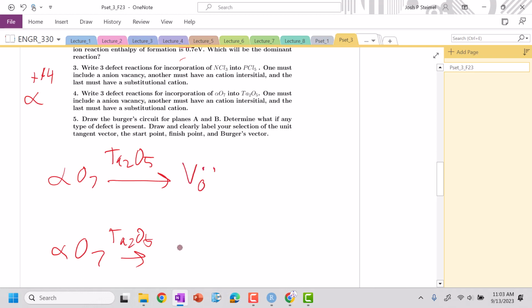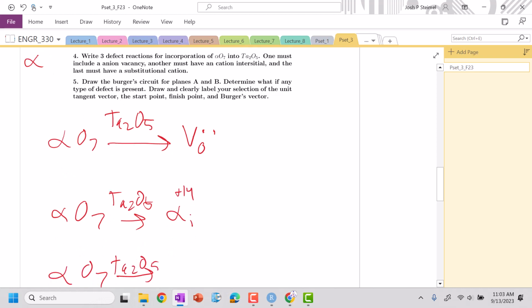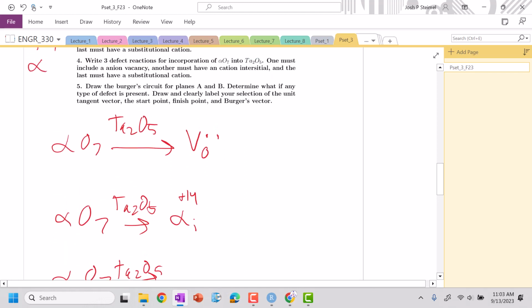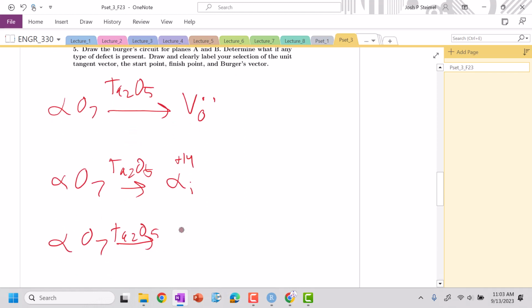Another must have a cation interstitial. So alpha in the I, and I'm going to cheat here. I'm going to do plus 14 because that's going to be tough to do. And then finally, a substitutional cation. So alpha where Ta should be. That's going to go from 5 to 14. So what is that? Plus 9? Yeah, that sounds good. All right, let's get this moving.